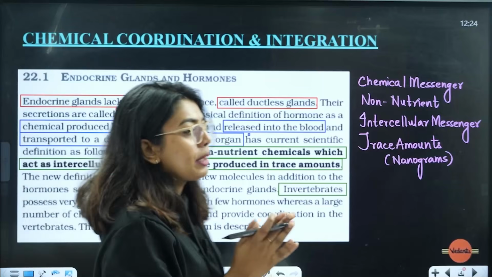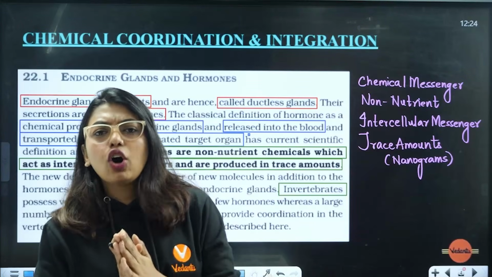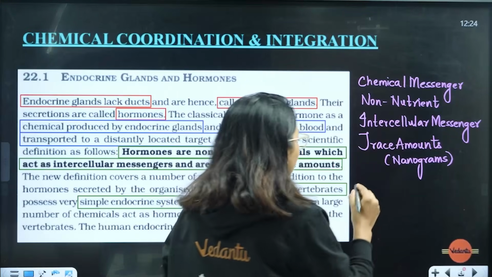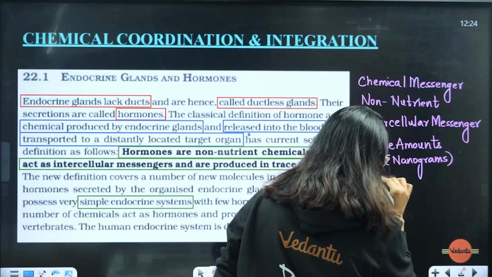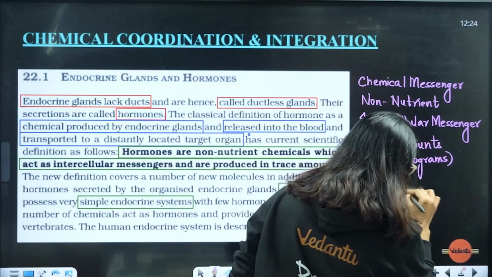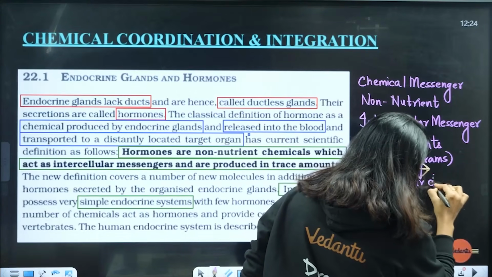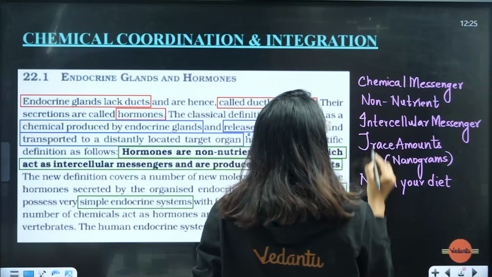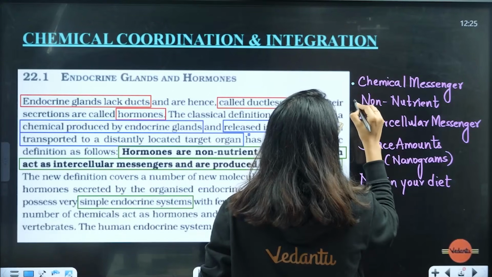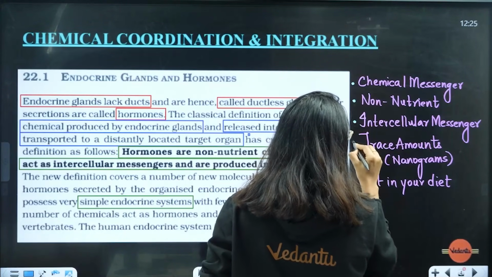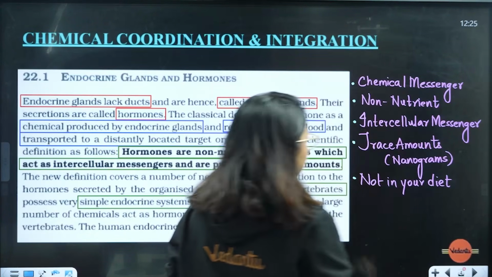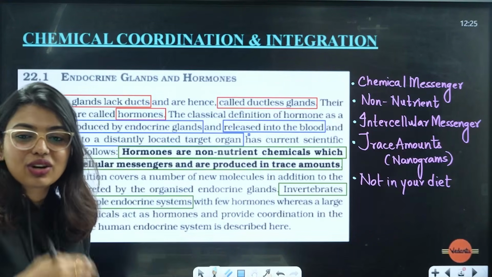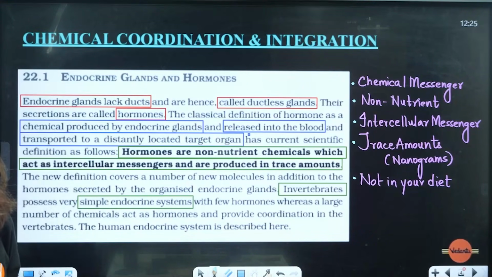And you might be thinking, ma'am, can I take hormones in my diet? It is not in the diet, students. It has to be formed by the body, so it cannot be taken in your diet. Like proteins, carbohydrates, and fats, we cannot take hormones that way. Hormones have to be produced by the body. They will go to the target specific places also. You cannot eat it in your diet. Is this clear to all of you?